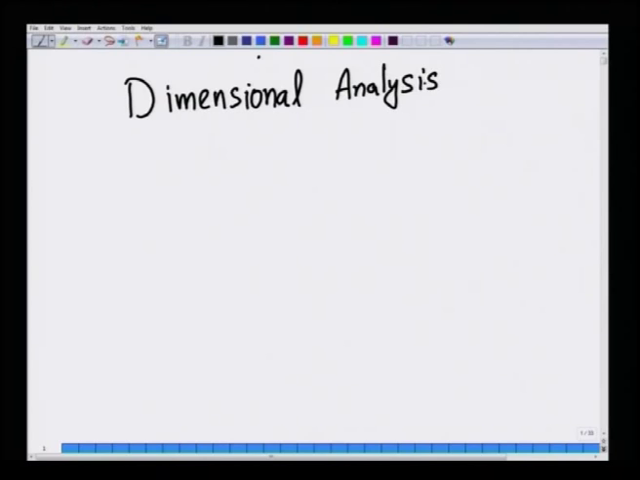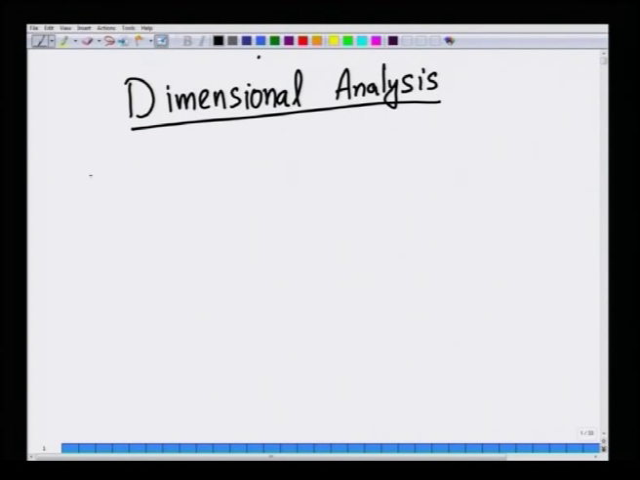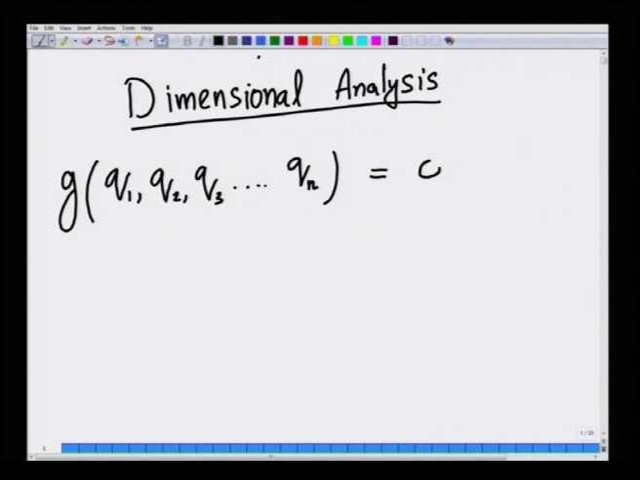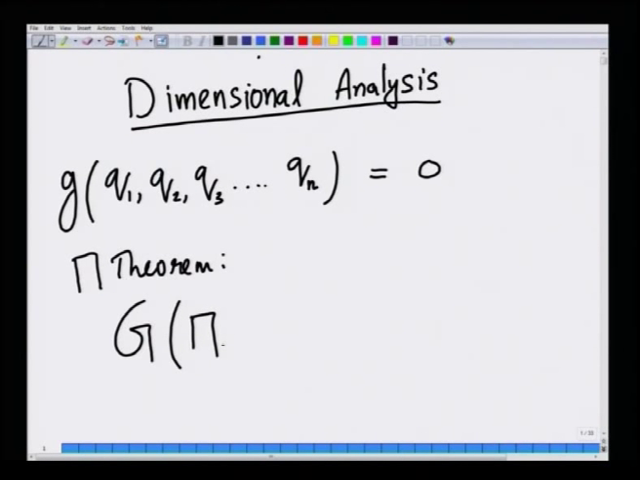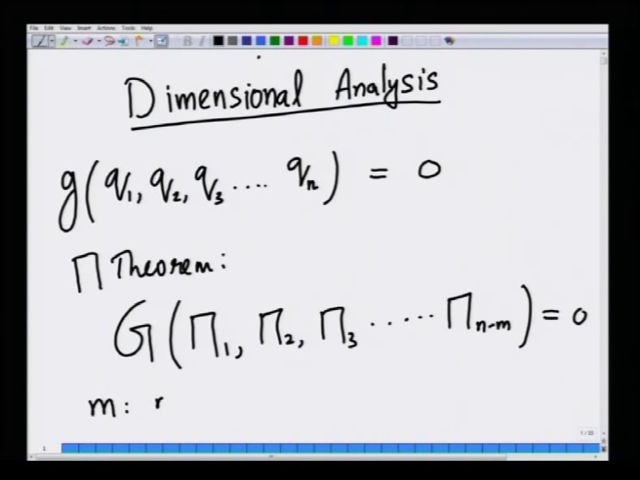We pointed out in the last lecture that dimensional analysis effects a reduction in the number of variables among a few dimensional variables. Suppose you have a set of dimensional variables, let us say q1, q2, q3, and so on up to qn; there are n dimensional variables. Then the pi theorem guarantees that there is a functional relationship, let us say capital G, among n minus m non-dimensional groups that are made out of these n dimensional variables, where m is the number of fundamental dimensions in the problem.